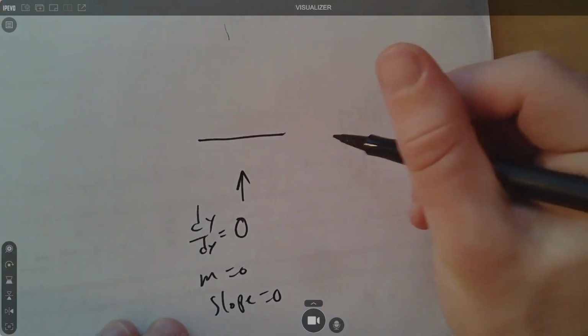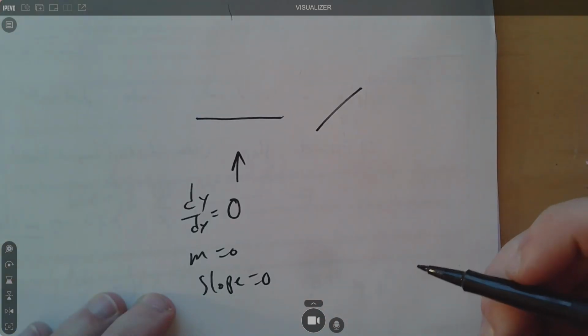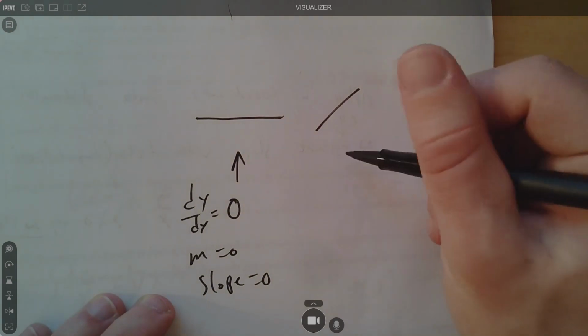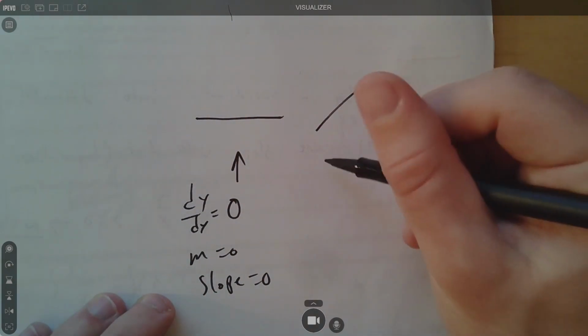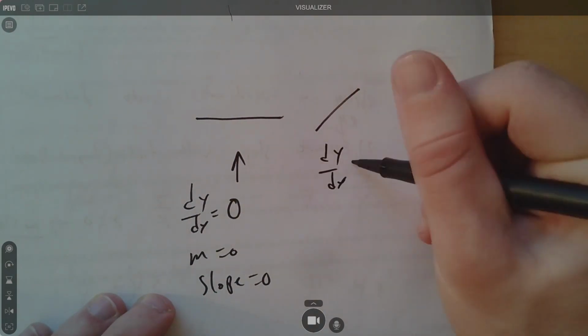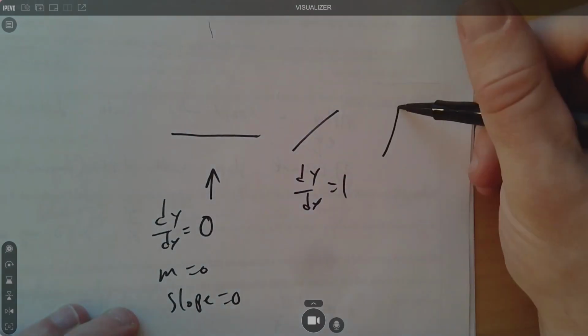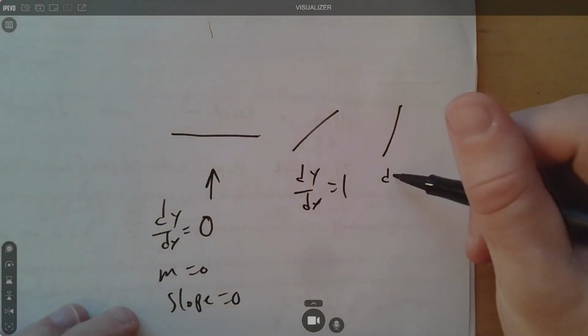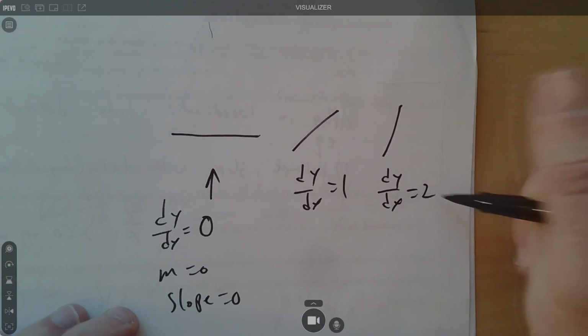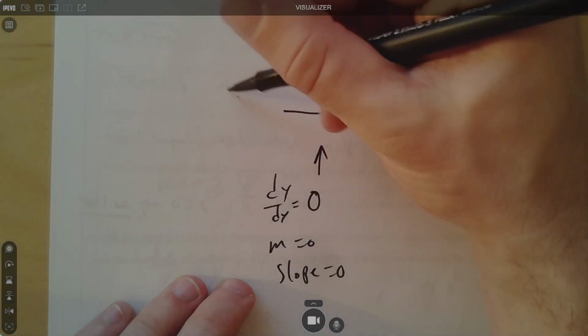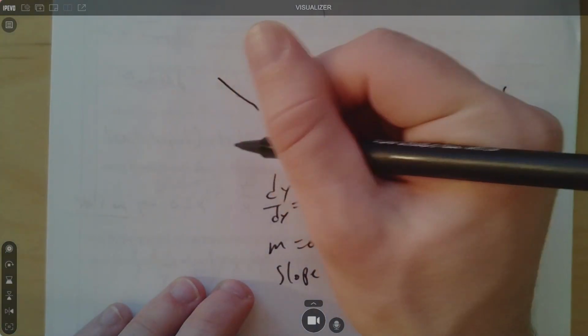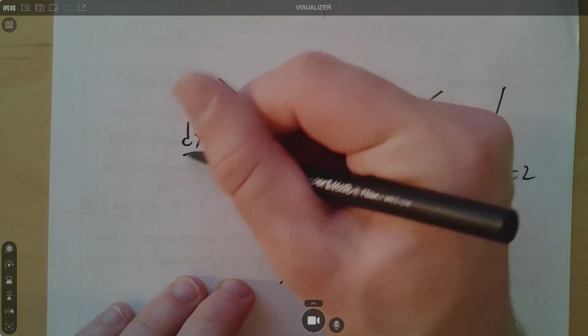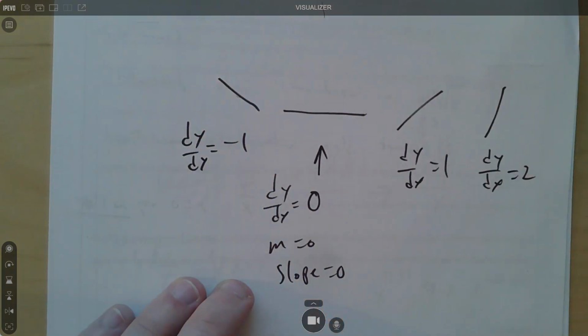Okay, what about this? What's the slope with that? Well, I don't know exactly. Maybe it's 1, right? It could be 1. And how about this one? Well, that could be 2, right? How about this one? Like -1, right? I just want to go over that because that's what you're doing today.